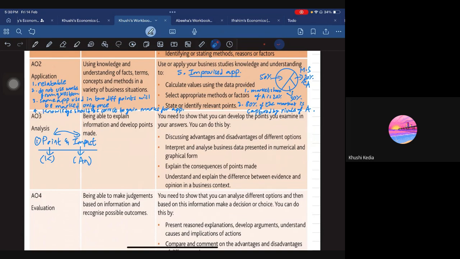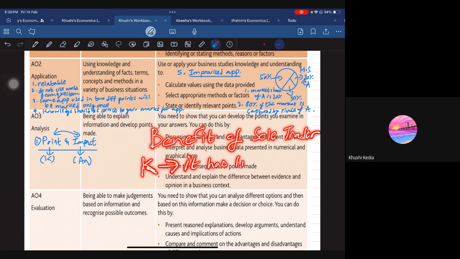This is very important. Let's suppose you are writing a knowledge point, and he says, let's say, talk about the benefit of being a sole trader, and you say that the liability of the sole trader is limited. Does a sole trader have unlimited liability?